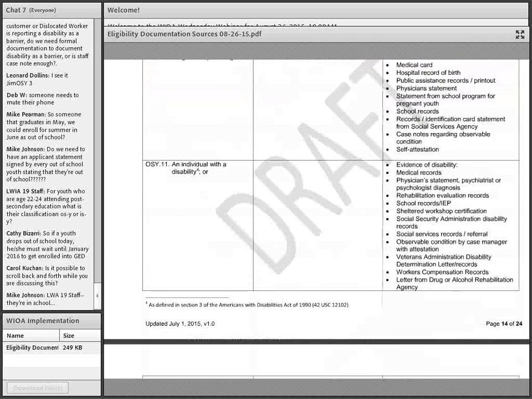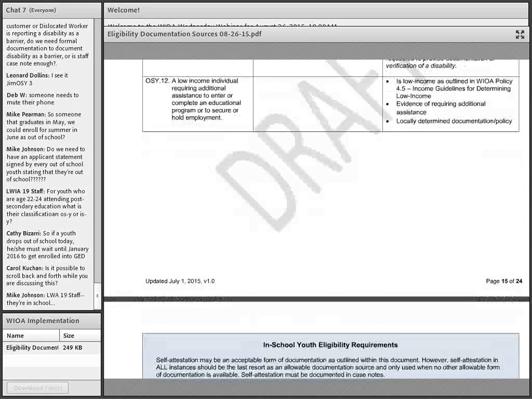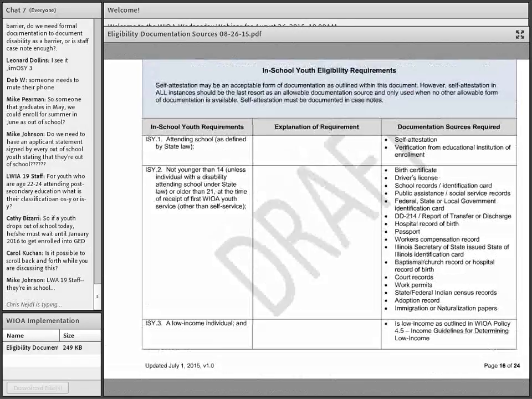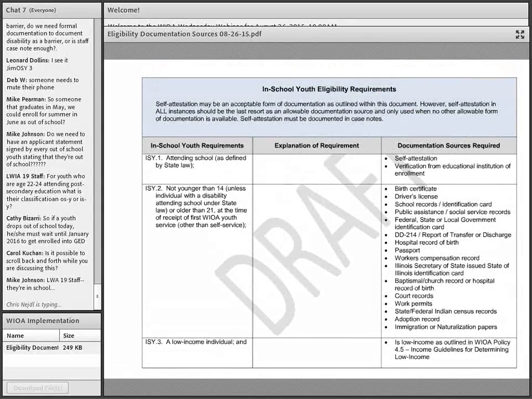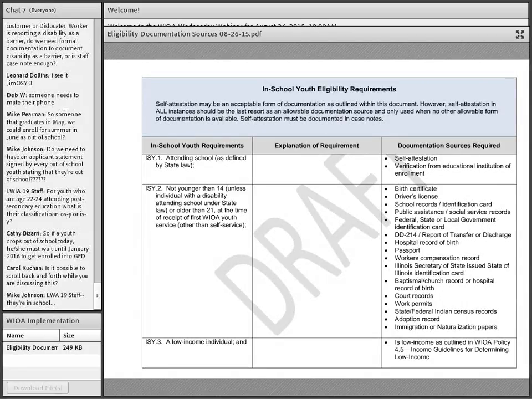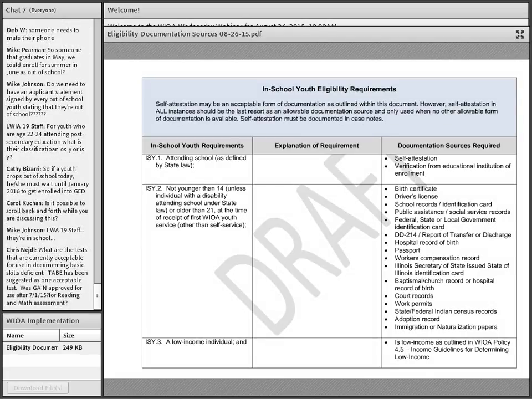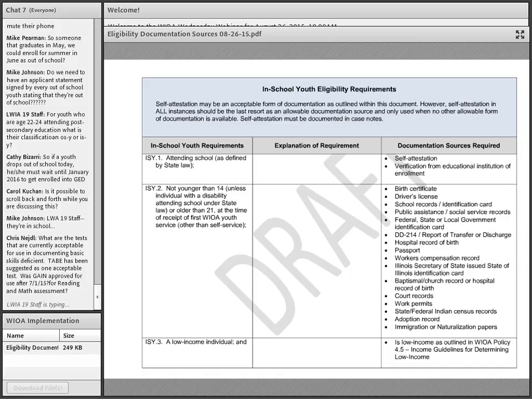So in-school youth, you still have the situation specifying first for attending school. It's going to be an applicant statement or verification from the educational institution. So if you have something from whatever school the individual is attending, that would definitely be acceptable. Right now, IWDS doesn't have that verification from educational institution of enrollment for in-school, but it needs to go in there. So right now it just has applicant statement, but you're just specifying that the individual is in fact in school.